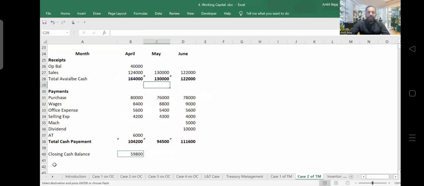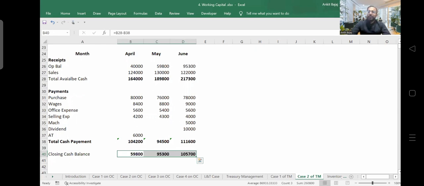This closing balance will become the opening balance for the month of May, yes or no? And again, I will do the same step. I will copy this here too, so it automatically takes the figure from there. So we got the data here. Just see whether you are able to do it or not.